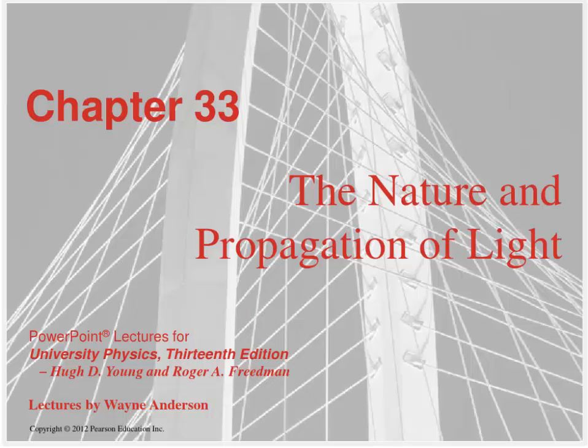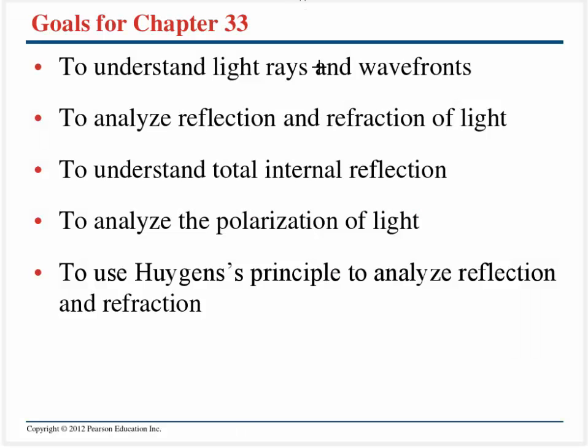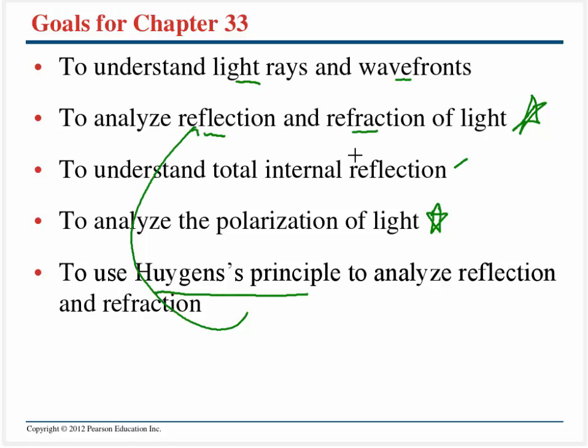So now let's talk about Chapter 33, which is the nature and propagation of light. It's going to be a long chapter, so I'm going to try to make it speedy. We're going to talk about light rays and how we can talk about them as wavefronts. An important concept is going to be reflection and refraction of light. Briefly mention total internal reflection. Then we'll talk about the polarization of light. And lastly, we'll end with Huygens' principle, after which I would highly recommend going back to take a look at reflection and refraction one more time, because it'll really help you understand those two concepts.